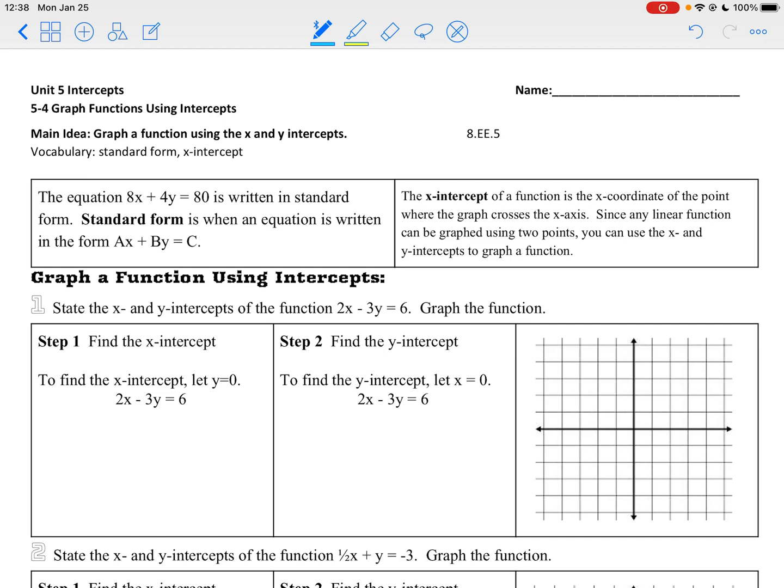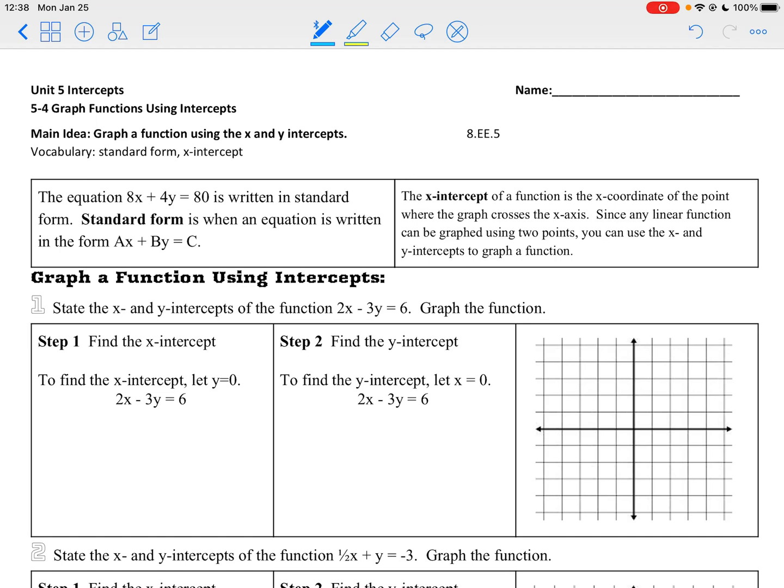And equations written in standard form don't have meaning right off the start. So like we can find information, but it's not showing up directly in the equation. So what we're going to do today is we're going to look at standard form, which is when an equation is written and the x and the y are on the same side. And we're going to use this to find our x and our y-intercepts.